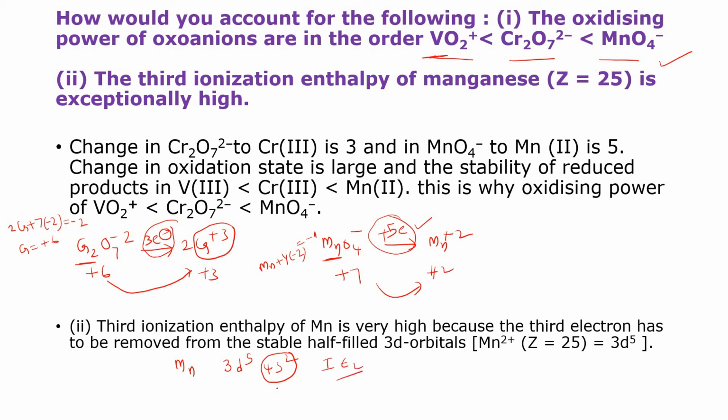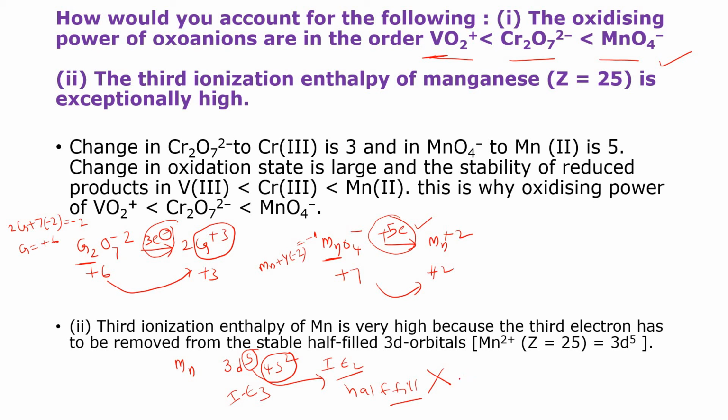What about IE3, where you have to remove an electron? For getting the third ionization enthalpy, IE3, from where do we need to remove the third electron? From 3d5. What type of configuration is 3d5? Half-filled configuration. Is it easy to remove an electron from a half-filled configuration? Very, very difficult. We can't easily remove it.